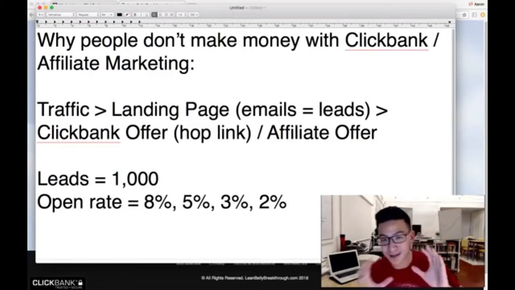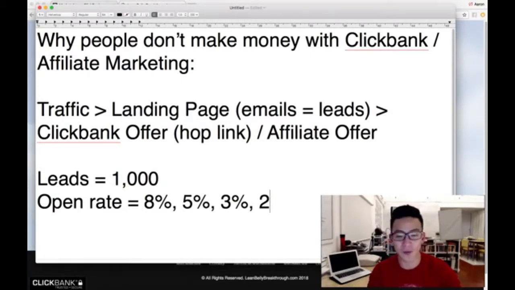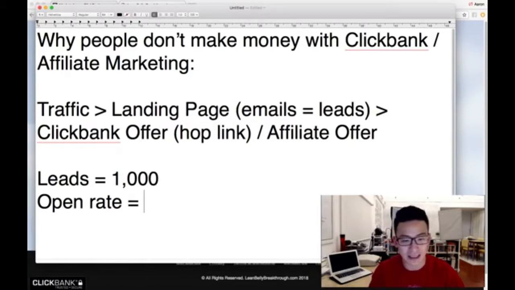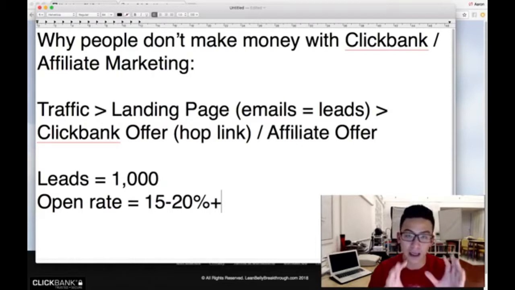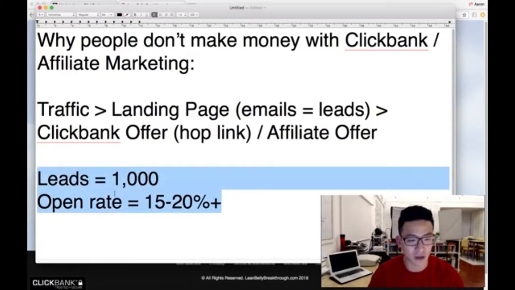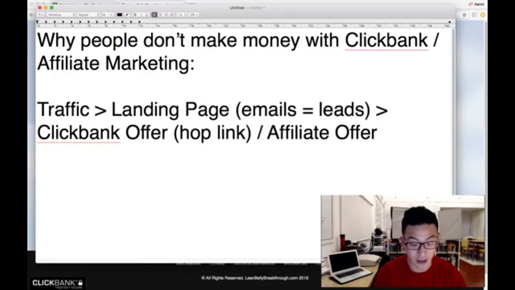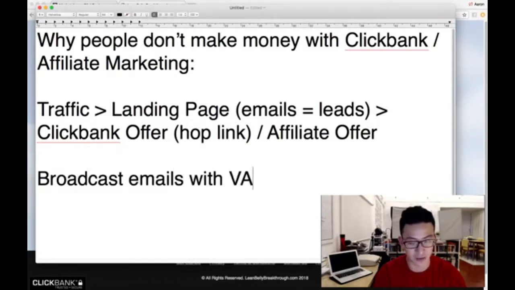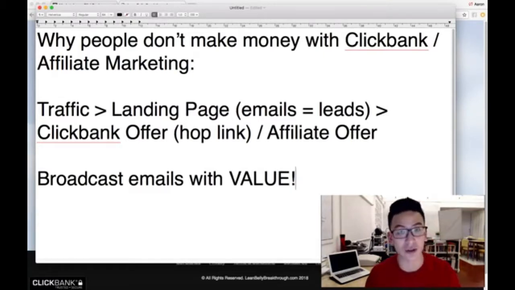Now, there are a lot of things that are going on here, okay? First of all, your open rate should not be that low. Your open rate needs to be at least 15 to 20% or more. Now, you can get there by adding lots of value. So instead of sending people directly to this affiliate offer over and over again, what you want to do is you want to do this, okay? You want to broadcast emails with value. That's it. That's the secret sauce, okay?